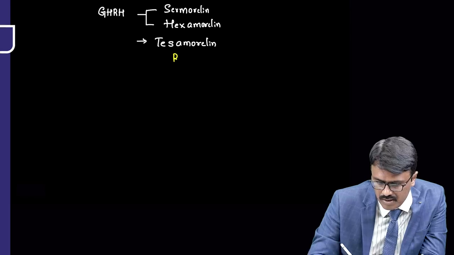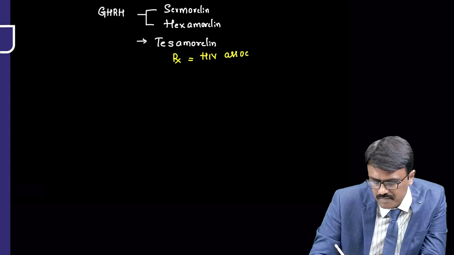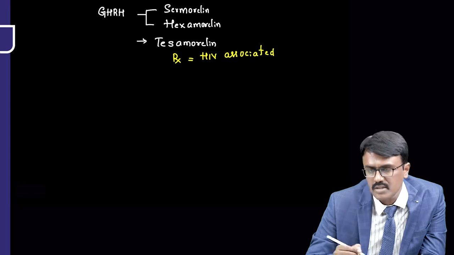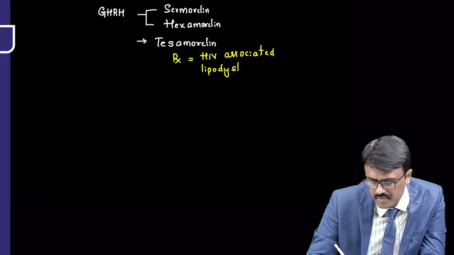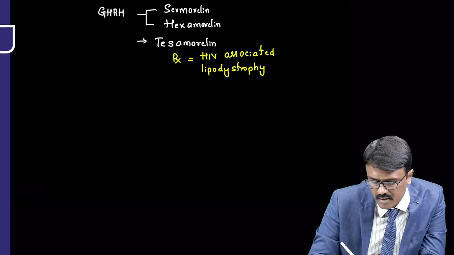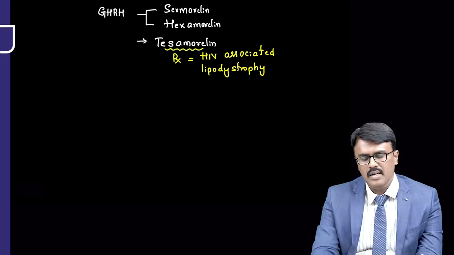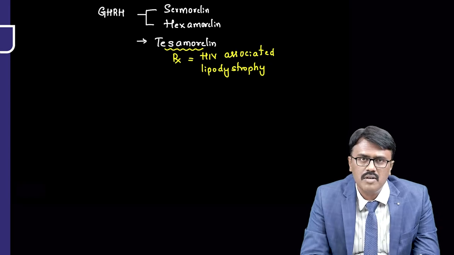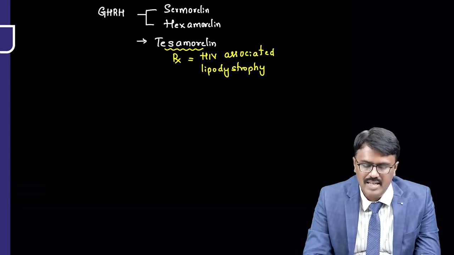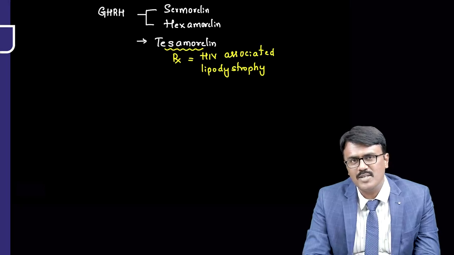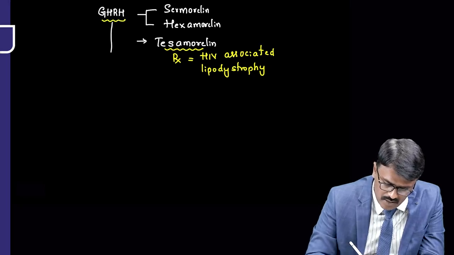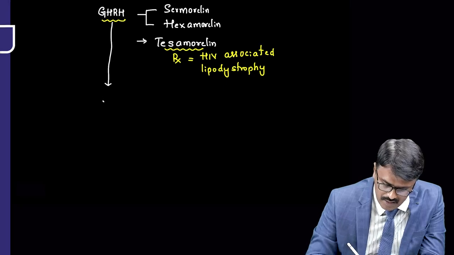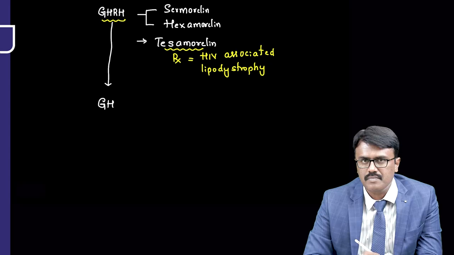And where to use tesamorelin? It is used in HIV associated condition. When we treat HIV patients, they will develop a certain condition called lipodystrophy. For that, the approved drug is tesamorelin. Sir, do we use tesamorelin for growth hormone deficiency? No. It is only approved for the HIV associated lipodystrophy condition. Now this growth hormone releasing hormone acts on the pituitary and there is release of growth hormone.